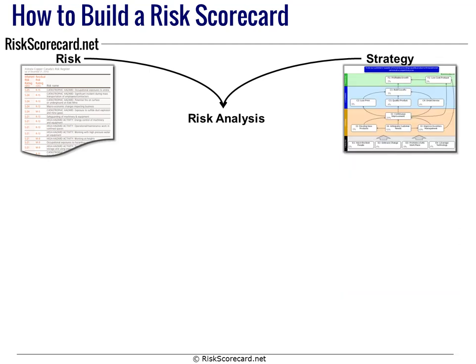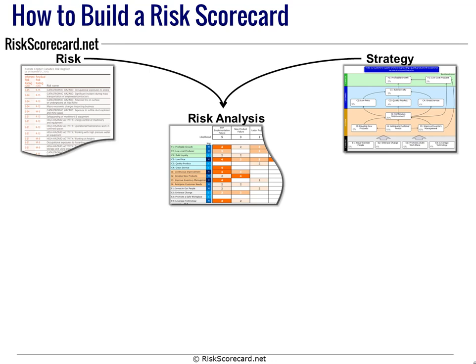And of course, this strategy might be captured by your balanced scorecard, your strategy map, or even just in your strategy documents. And the risk analysis, as we showed you, begins to take a look at how each of those strategic objectives gets impacted by each of the identified risks. In fact, if we take that and combine it with existing measures from the organization, we can build that risk scorecard.